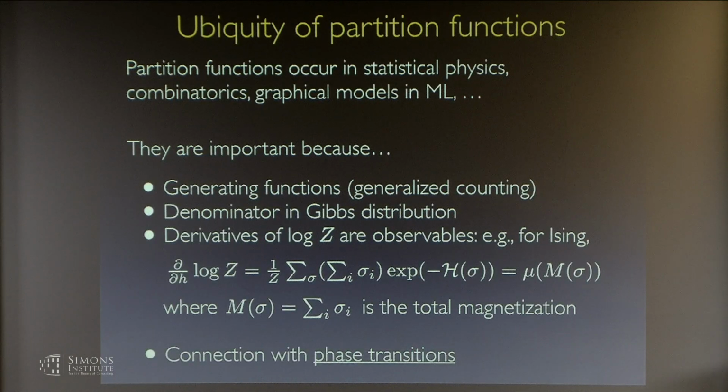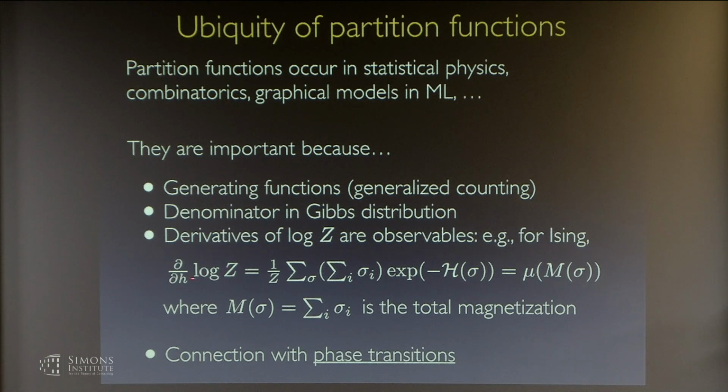All right, so why are partition functions important? They show up in all these physical models. More generally, as we've seen with the Ising example, they're a generalization of counting problems, so you're looking at basically combinatorial generating functions. As we've seen, they're the denominator in the Gibbs distribution. Now, something that's a little less obvious is that their derivatives are actually observables in the physical system.